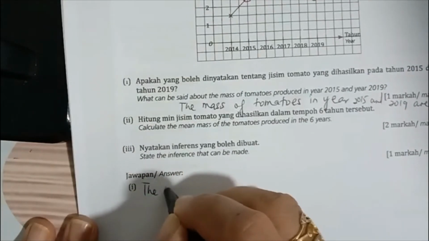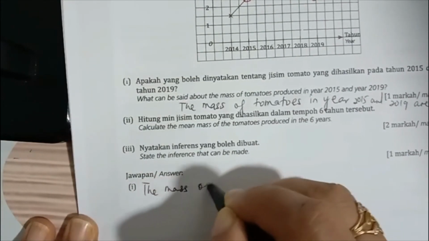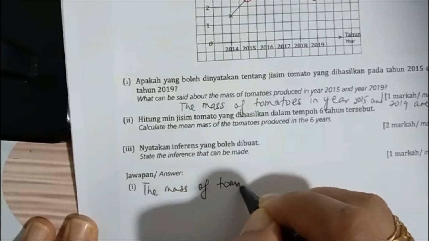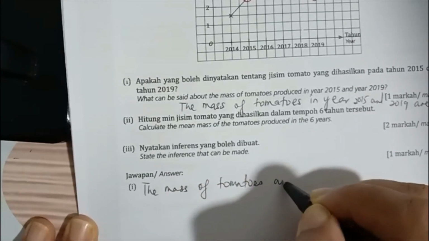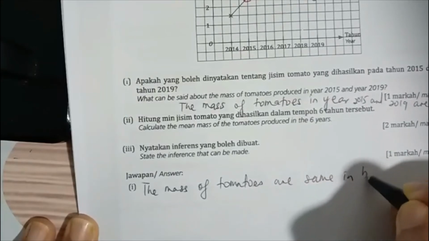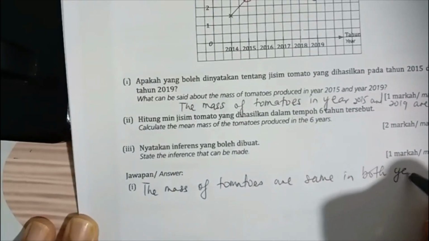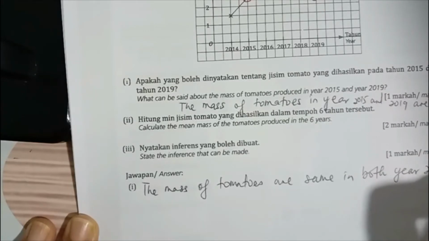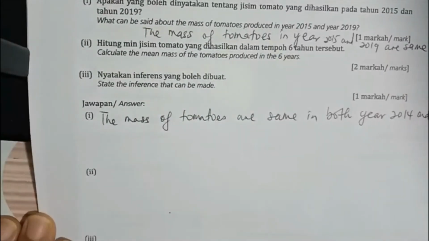Okay, ini answer tulis di sini. Ada space. The mass of tomatoes are same in both year 2014 and 2019. Okay, tulislah ayat penuh.